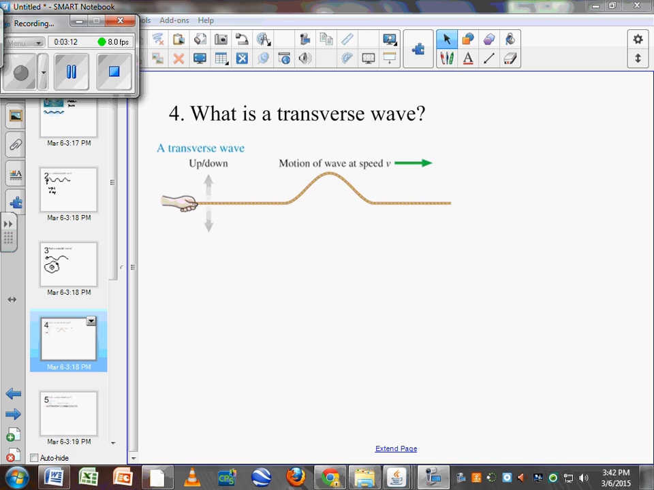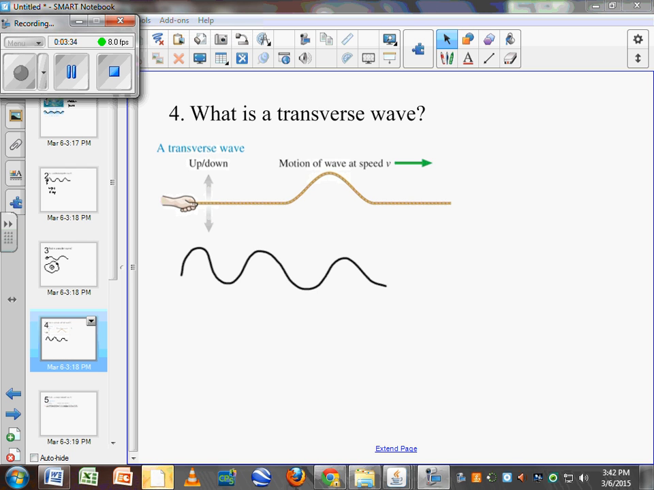One of the more important things you have to know is what a transverse wave is. A transverse wave is a wave that is S-shaped. It's sinusoidal, moving up and down. A good example of a sine wave is taking a rope or a piece of string and moving your hand up and down and sending a pulse down the rope. That is a transverse wave.